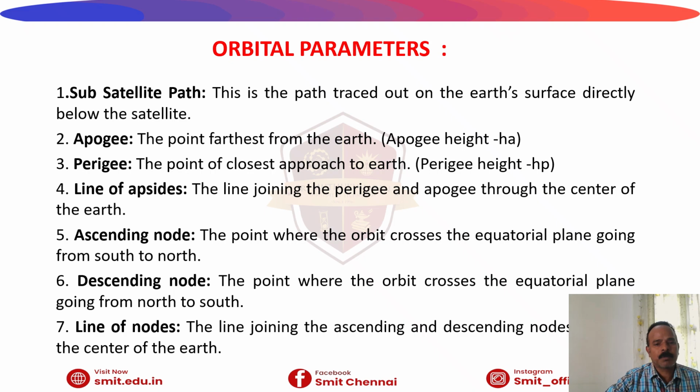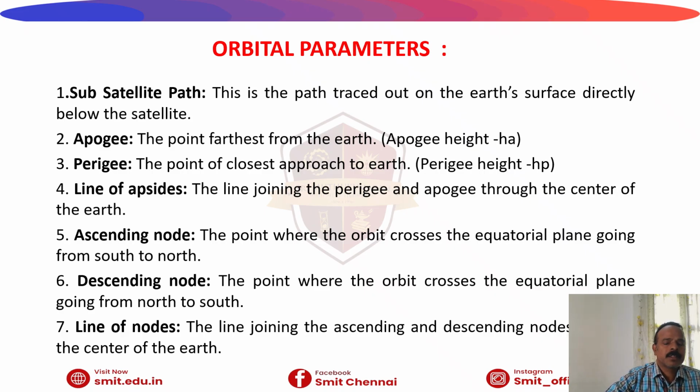First, in the classification of orbital parameters, the first and foremost one is called the sub-satellite path, which is nothing but the path that is traced out on the Earth's surface directly below the satellite. We can say it is the trace drawn on the Earth's surface, called SSP, also called sub-satellite path. Then the next one is apogee. Apogee is nothing but the maximum distance between the satellite and the Earth. Perigee is the opposite, which is the closest distance between the Earth and the satellite. The apogee and perigee play a very crucial role in satellite communication.